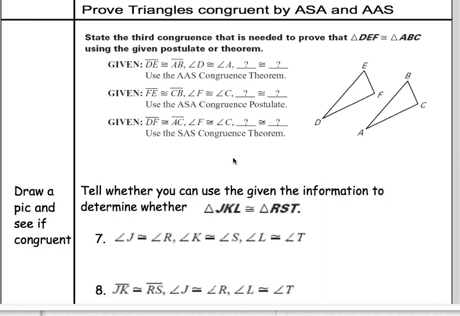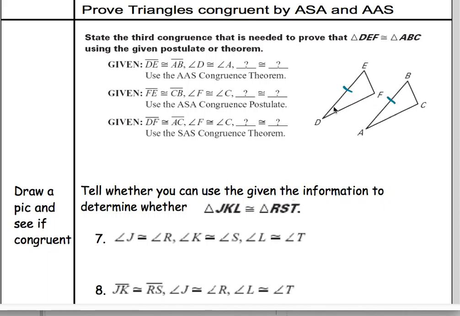pieces of given information, and they need us to fill in the third piece of information to use the theorem that they're telling us to use. So I'm going to use this picture for each one, but I'm going to erase my markings in between. You could draw your own picture for each one separately if you need to. We're first given that DE is congruent to AB, so I'm marking this with one marking.